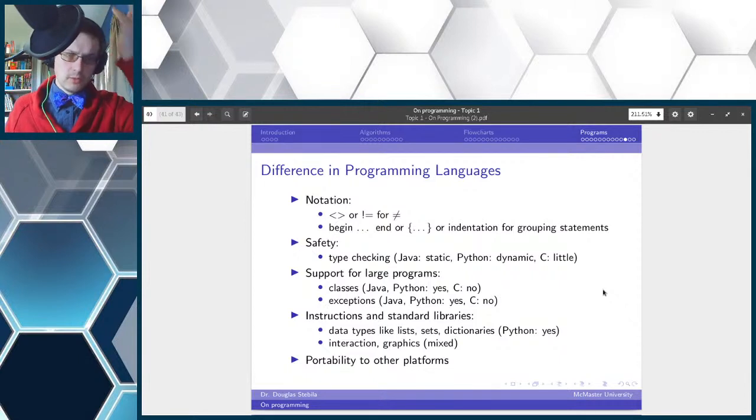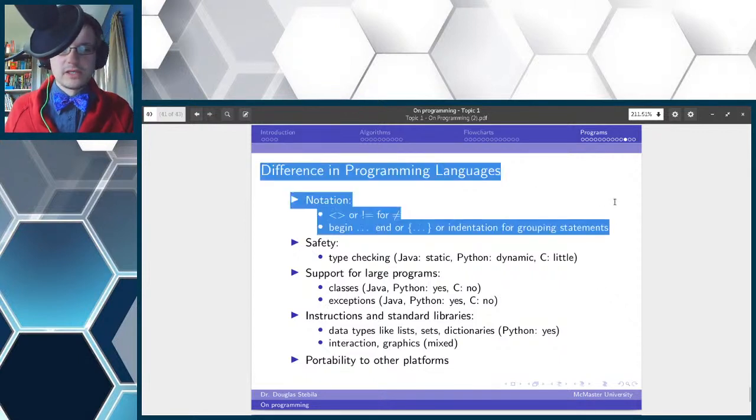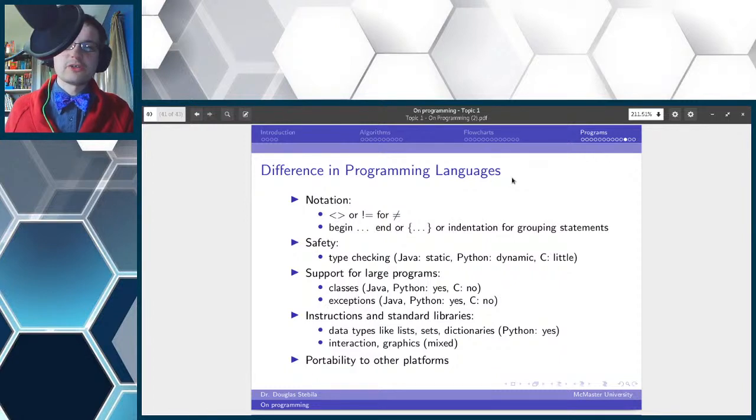So, there are differences between programming languages, obviously. Otherwise, there wouldn't be multiple programming languages. This is more about the differences between different imperative languages. So, examples of imperative languages are things like Java and C and Python, and C++ and C# and JavaScript, etc., etc. There are a lot of them. So there are differences in notation. You require different symbols in order to do the same things in different languages.